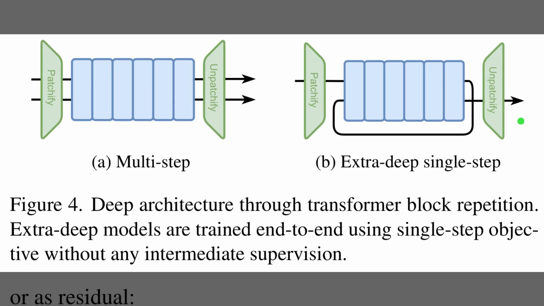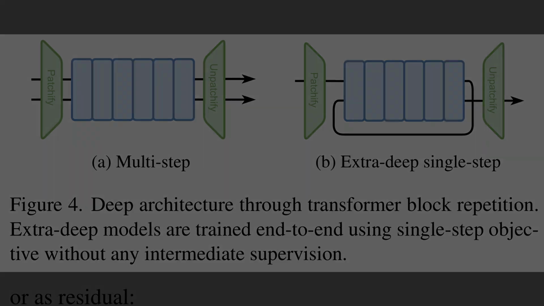Alright, the previous figure focused on how the transport path behaves. Figure 4 instead focuses on how the network itself becomes deep. The left panel shows the multi-step setup, where a stack of transformer blocks is applied once per diffusion step between patchify and unpatchify modules. The right panel shows the extra deep single-step variant, which reuses the same transformer stack multiple times in one forward pass.